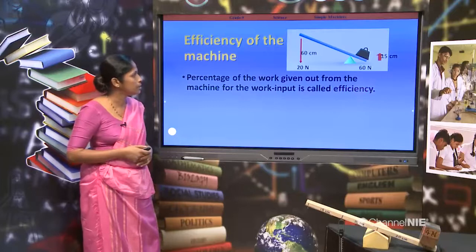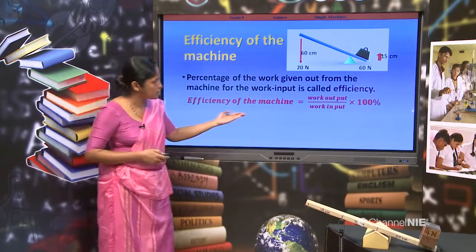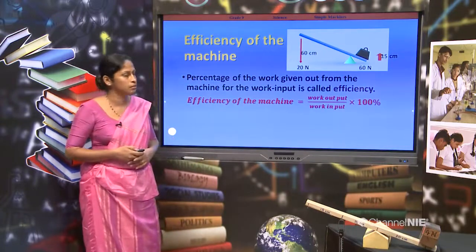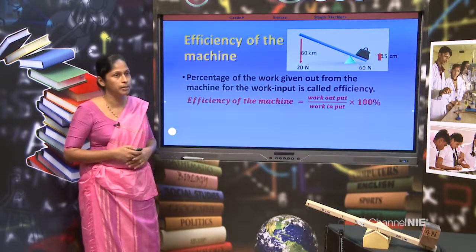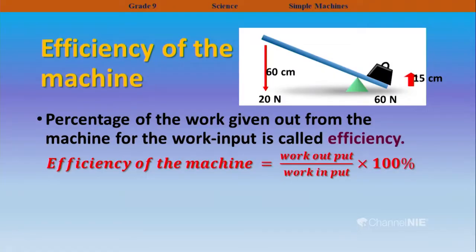Another important thing in the machine is efficiency of the machine. Efficiency means how the machine increases the force exerted to do the work. It can be calculated by this equation: work output divided by work input multiplied by 100. Why do we multiply it by 100? It is a percentage. You all know percentage. The percentage of the work given out from the machine for the work input is called efficiency.